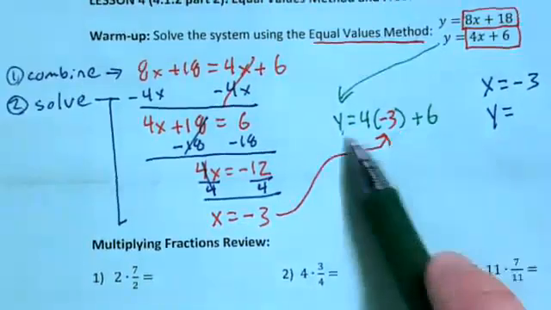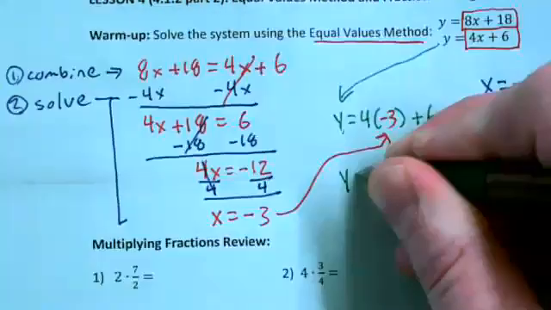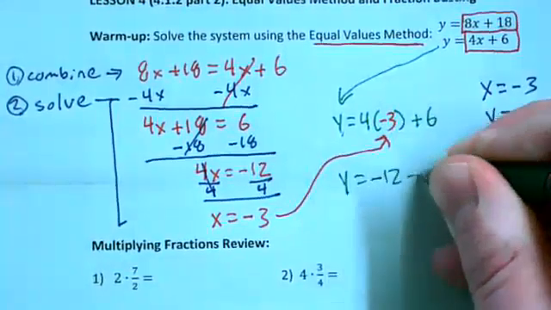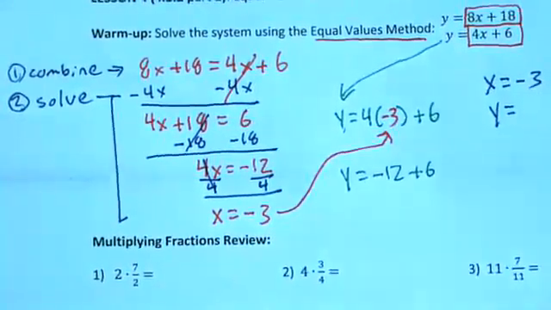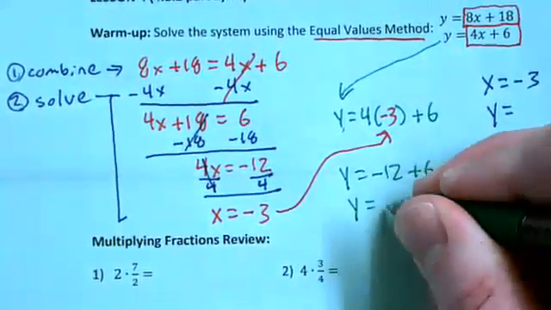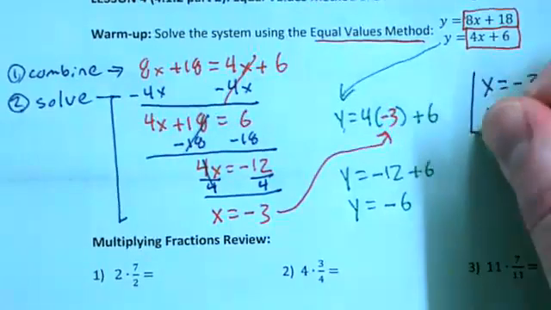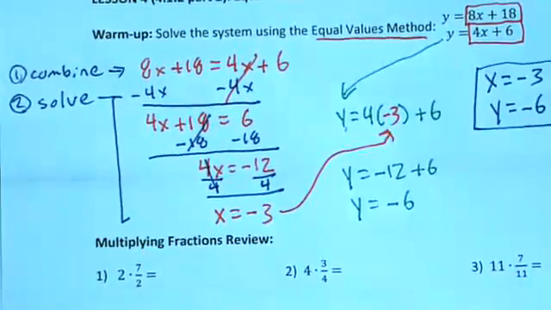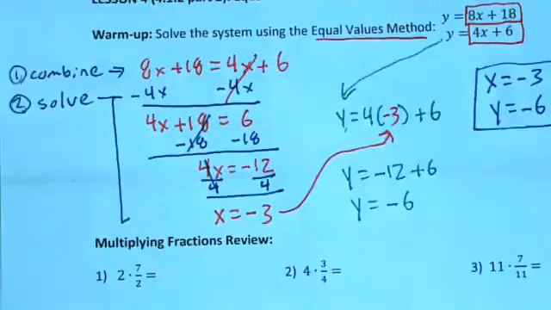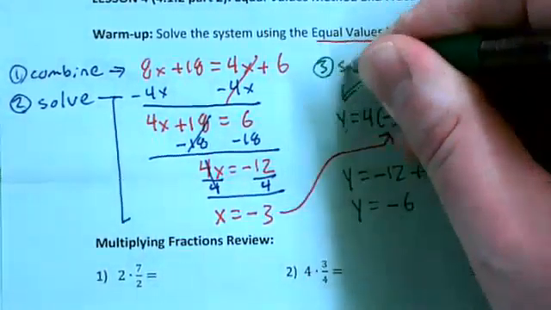And now we have an equation that we can use to solve for y. So let's just simplify this. 4 times -3 is -12. And -12 plus 6 is, that's the same as 6 minus 12. That would be -6. Now we know the other half of our solution. Okay, and I should annotate this. This is our third step here. And what we're doing here is substitute.